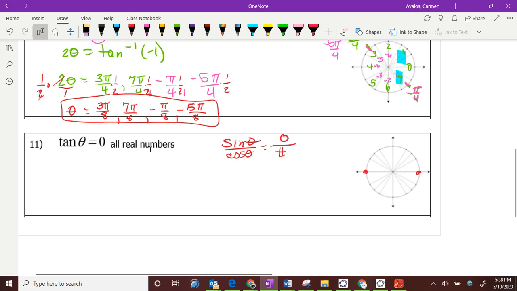So we want it for all real numbers. So that means I'm going to be able to go infinitely many times this way and infinitely many times counterclockwise and clockwise. I can't write all those numbers. You'll be up and you'll be old by the time you write them all. So we do not want that. So we want to know what angle of theta is going to give us 0.